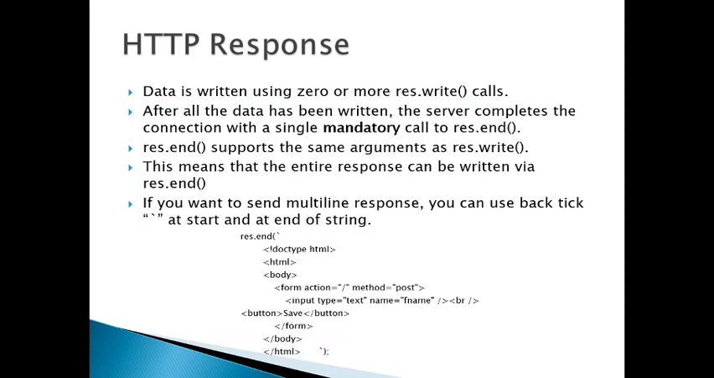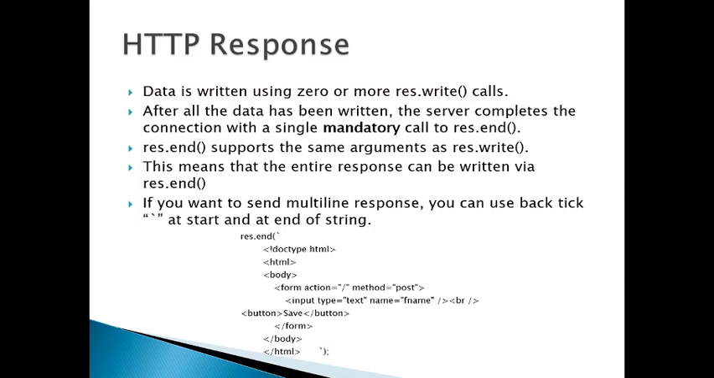Data is written using zero or more response.write calls. If you want to write multiple strings, multiple things from multiple sources, you can use response.write. The write method will write the information into the response but will not send it to the end user. After all the data has been written, the server completes the connection with a single mandatory call, response.end. Response.end is a mandatory call.